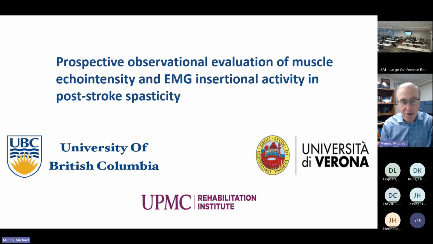We're in the process of writing this up. Hopefully we'll get this submitted within a few weeks. That's the goal here. But this is a prospective observational evaluation of muscle echo intensity and EMG insertional activity in post-stroke spasticity. Again, Rajiv Ribai from University of British Columbia, myself, and Alessandro Picelli from University of Verona. These are the 3 sites for the study.